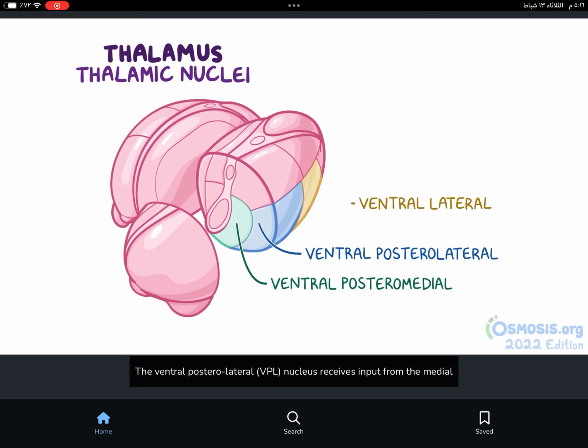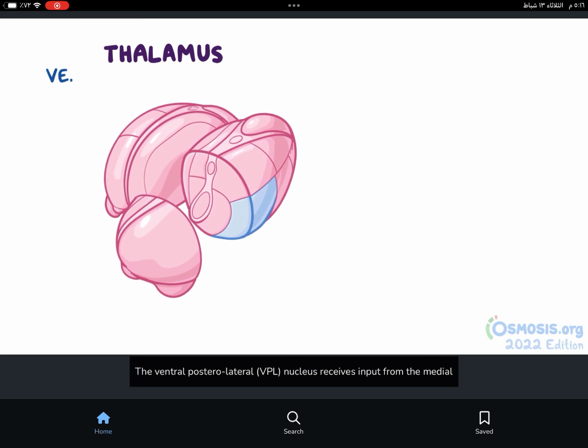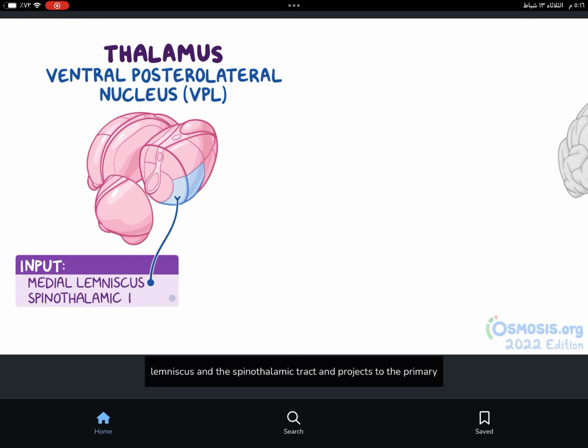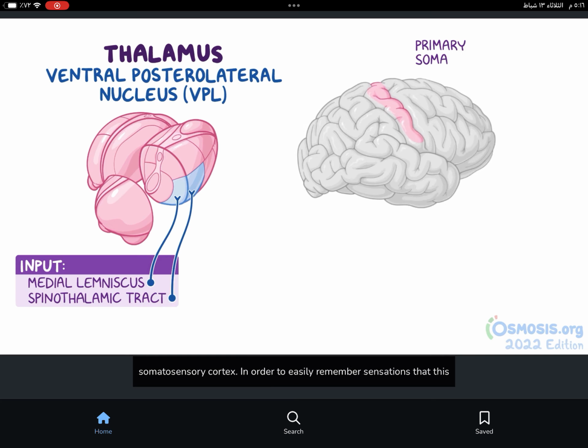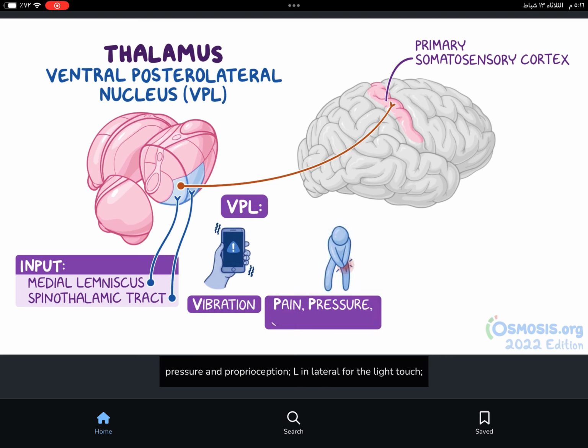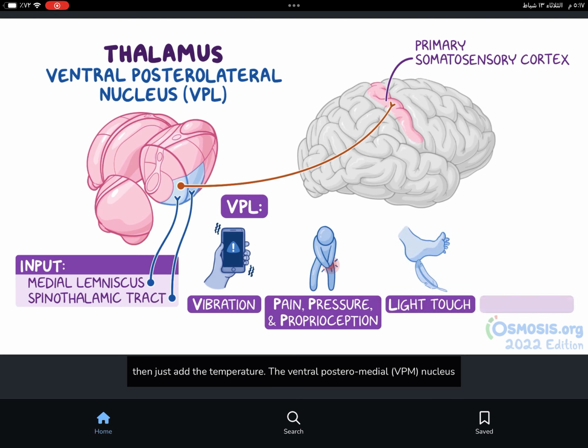the ventral lateral nucleus. The ventral posterolateral, or VPL, nucleus receives input from the medial lemniscus and the spinothalamic tract and projects to the primary somatosensory cortex. In order to easily remember sensations that this nucleus transmits, you can remember that for VPL, V in ventral stands for vibration, P in posterior for pain, pressure, and proprioception, L in lateral for light touch, then just add the temperature.